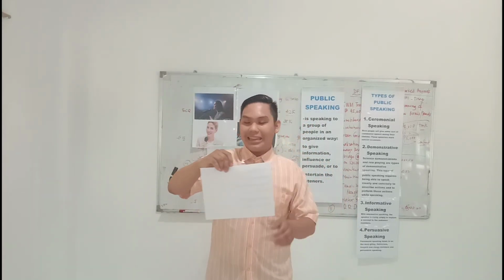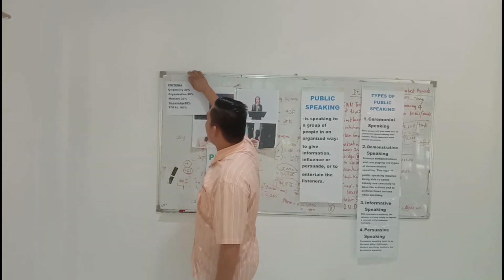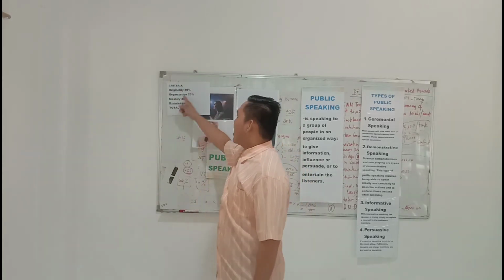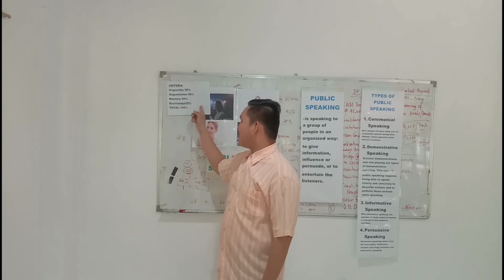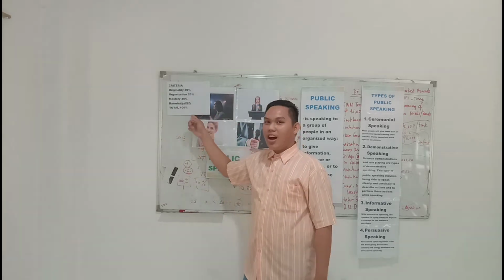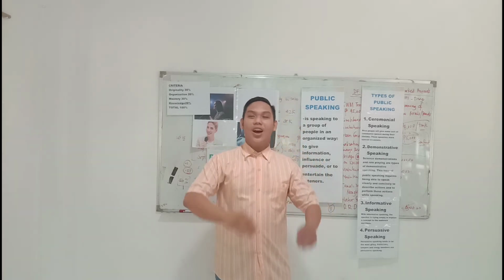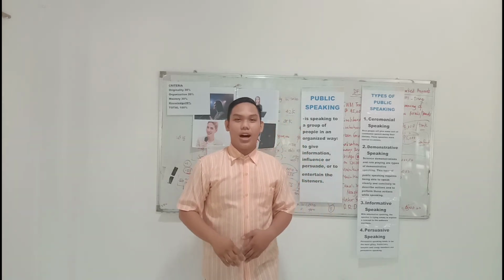So here's the criteria for your public speaking. Original 30%, organization 20%, mastery 30%, knowledge 20%, a total of 100%. I hope, guys, all of you cooperate. I'll give you 20 minutes to think, and after, let's have it by group. Okay, thank you so much everyone.